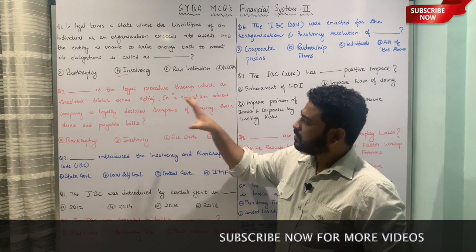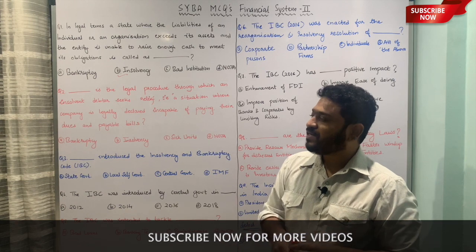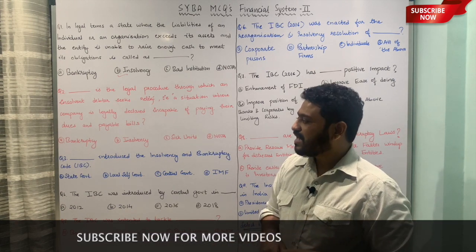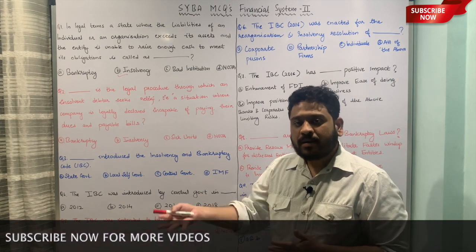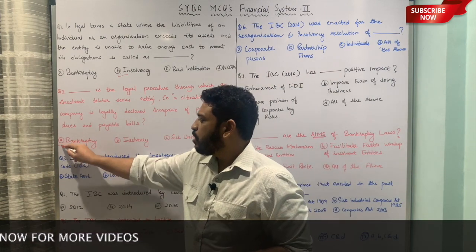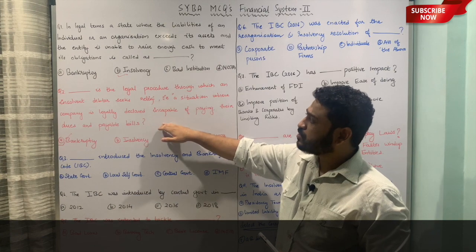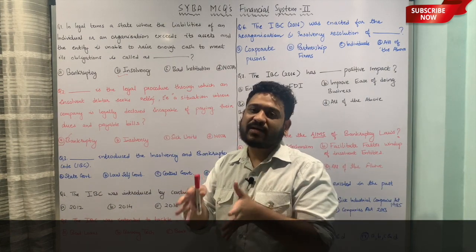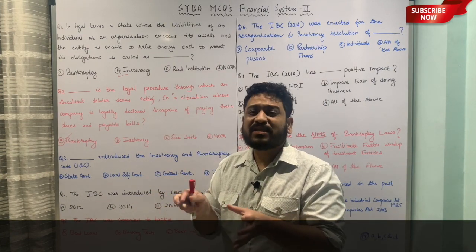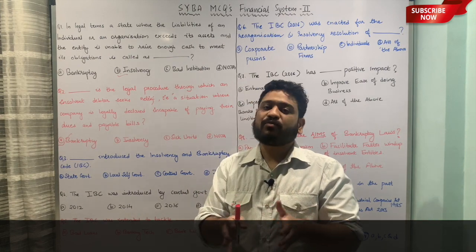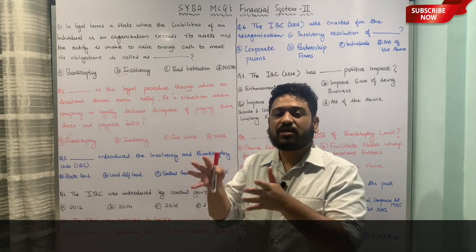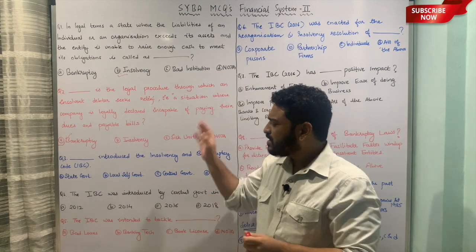So here the legal procedure through which an insolvent debtor seeks relief is called bankruptcy. So you file a bankruptcy. So here option A, bankruptcy, is the correct answer. I hope the concepts associated with the insolvency and bankruptcy code are pretty much clear, that means the definition or meaning of what insolvency means and what bankruptcy means. Let us now move to the next one.